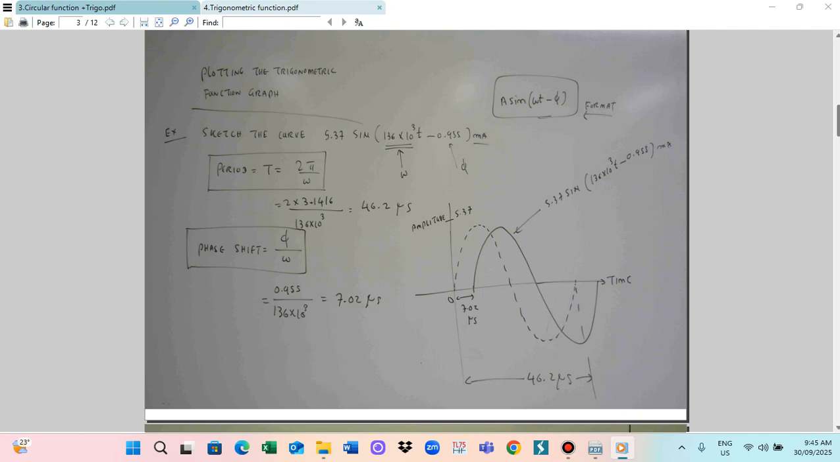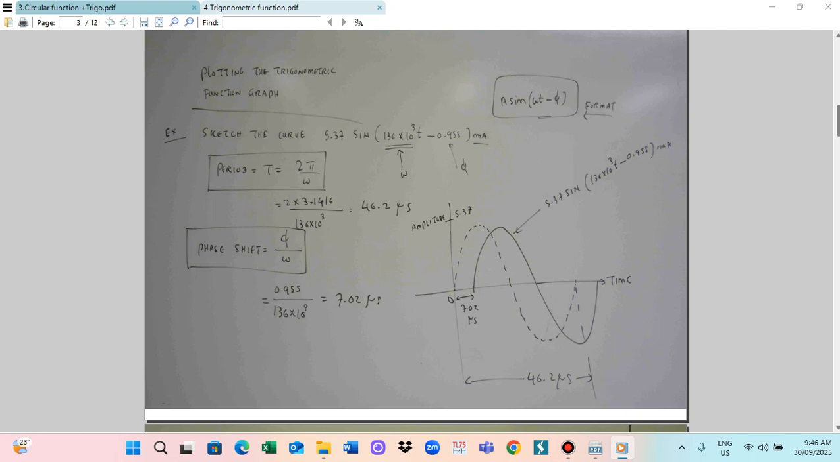So then we can substitute here. Phi is equal to 0.955. Omega, the omega is 136 into 10 power 3. So this is the omega. So then we can calculate the phase shift with 7.02 microsecond. So we calculate the period t is 46.2 microsecond. And we also calculate the phase shift 7.02 microsecond. So we calculate, and after that we can plot the graph.